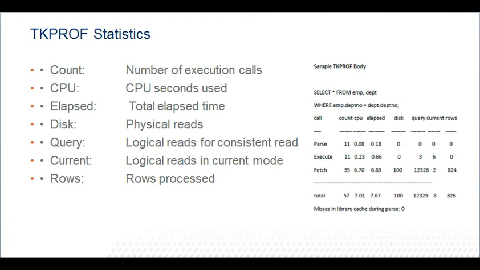Interpreting TKPROF results. Each TKPROF output file contains a header, body, and a summary section. The header simply displays the trace file names, definition, and sort options selected. The body contains the performance metrics for SQL statements. The summary section contains an aggregate of performance statistics for all SQL statements in the file.